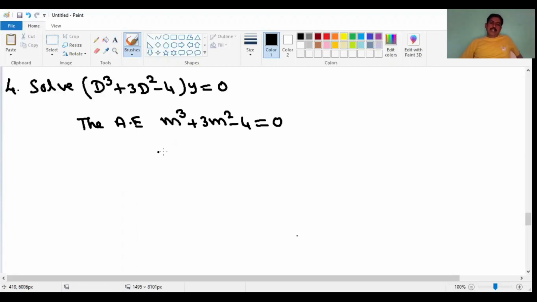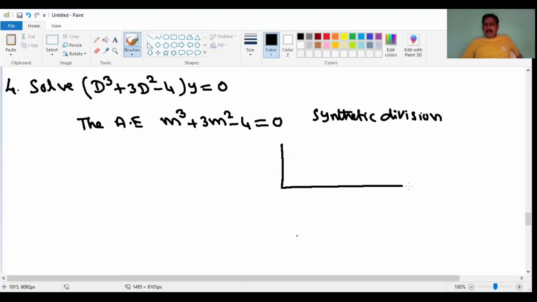The power is more than 2, so we cannot apply the formula. So we can use the synthetic division method, or we may call it L division method. To apply this method, first we should write the L division like this. We have to write the coefficients of m. So first we have m cube. The m cube coefficient is 1. Here we will have 1.